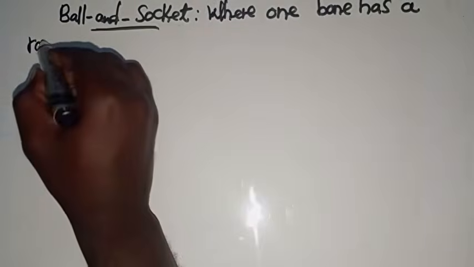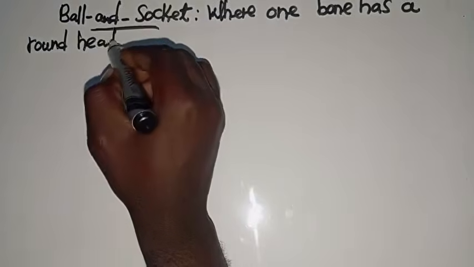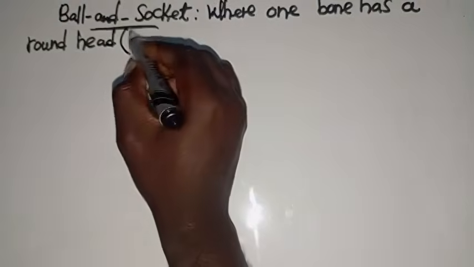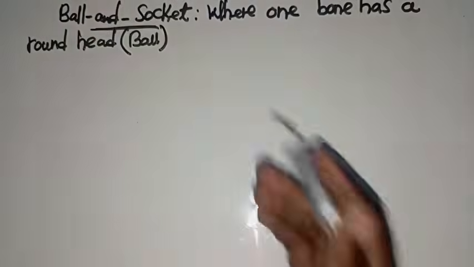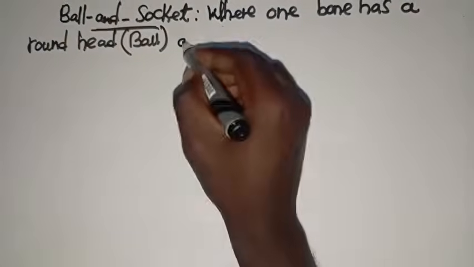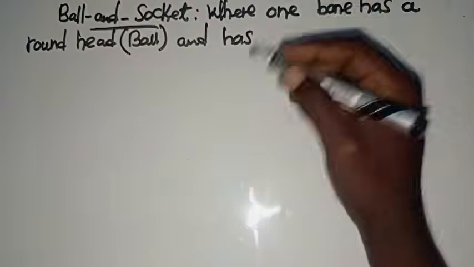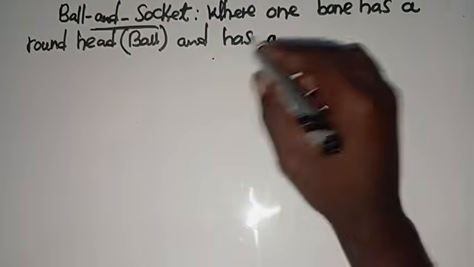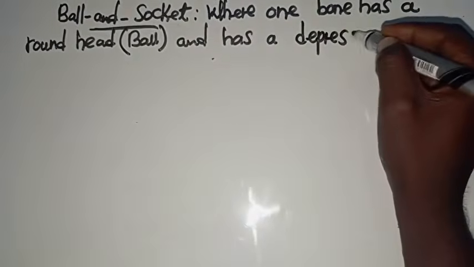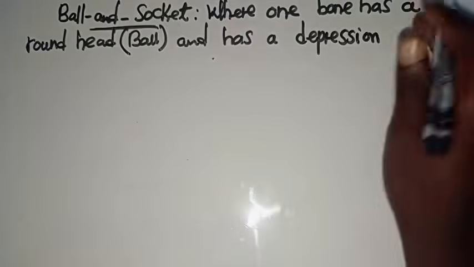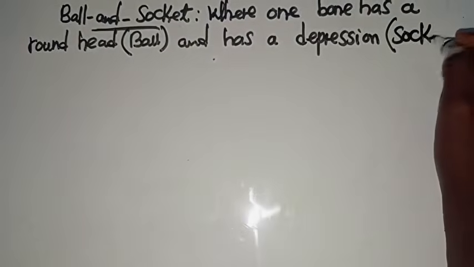So when it has a round what? A round head. And this particular head, this is what we are calling a ball. And when we say a socket, another should have a depression. So I'm going to say it must have a what? And has a what? A depression. So that particular part that is in there, that is what we call a socket.